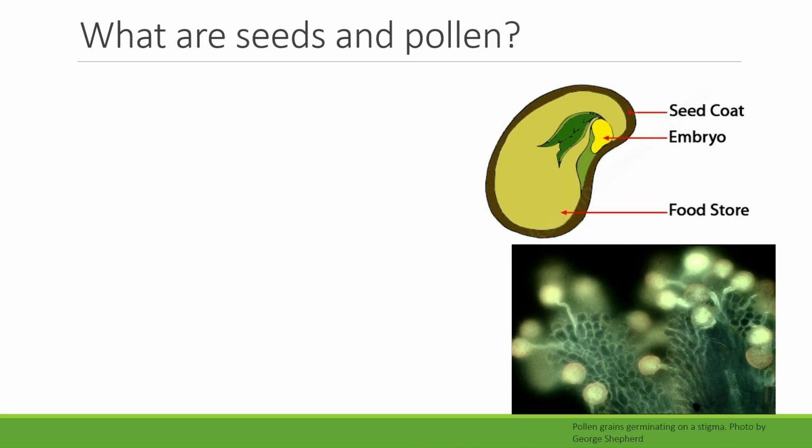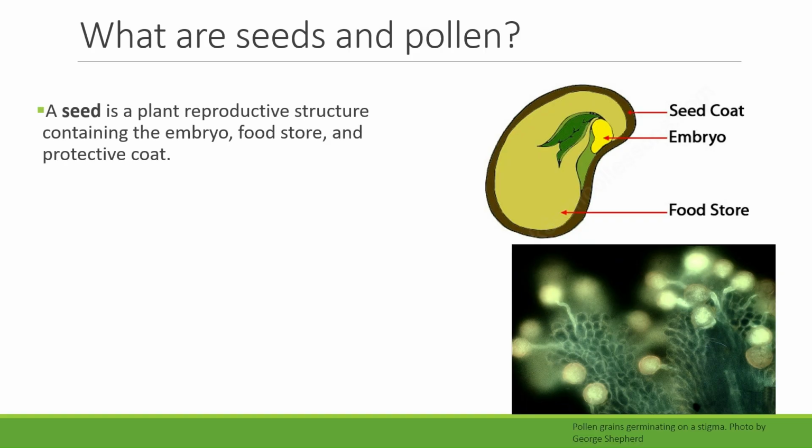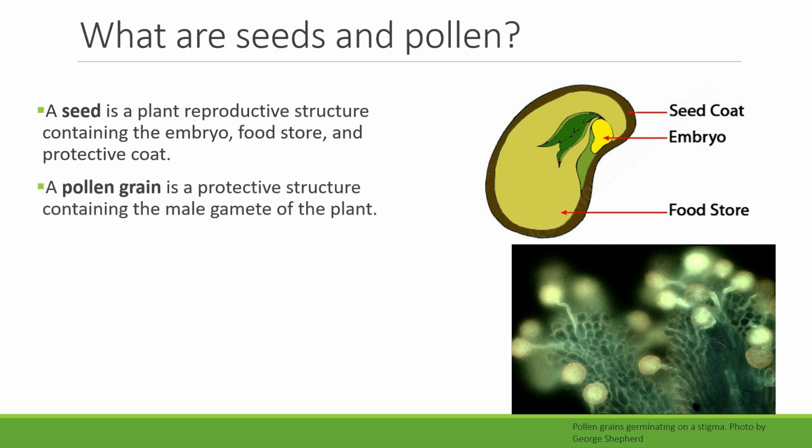Really quickly, let's define two structures that give seed plants water-independent fertilization. A seed is the part of a plant that contains the embryo and a protective coat. It's the beginning of the sporophyte, and the seed coat shields it from desiccation. A pollen grain is also a protective structure for the male gamete.